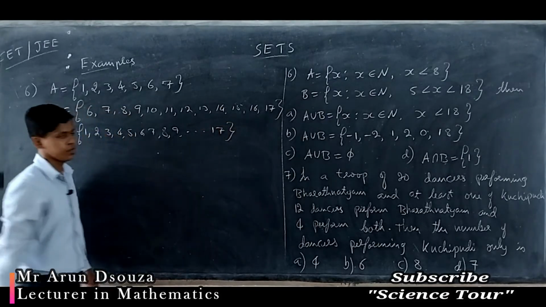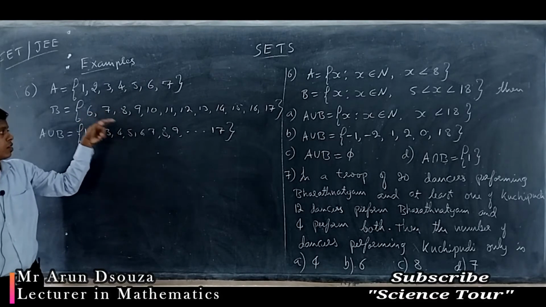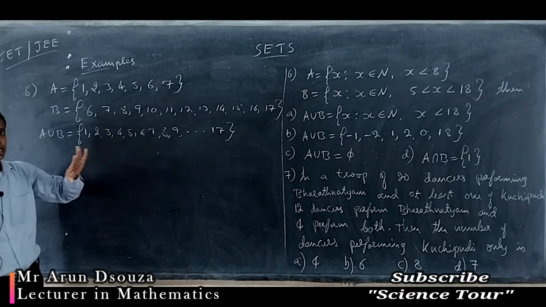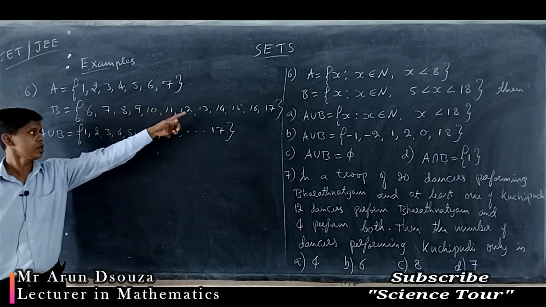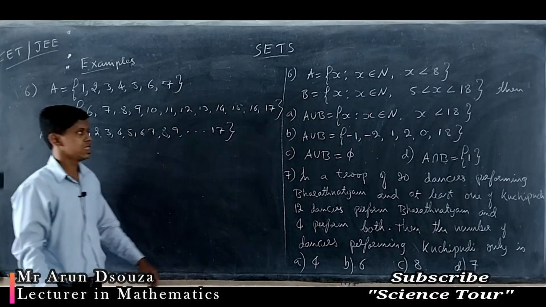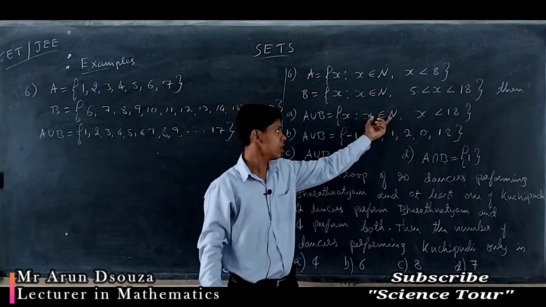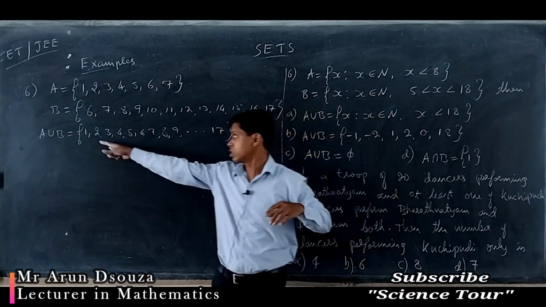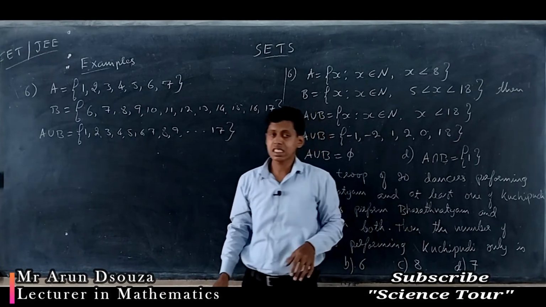Is it correct? You have 1, 2, 3, 4, 5, 6, 7 is repeated. Don't repeat it in the set. You don't repeat any elements. Okay. So 8, 9, 10, 11, 12 till 17. Now what is it? Is it the same thing? Yes. So this is all natural numbers beginning with 1 and those natural numbers which are less than 18.